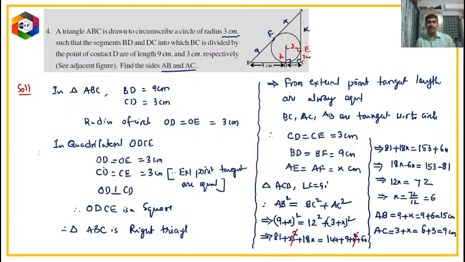Okay, so this is to some extent lengthy, but there are two main ideas we are using. One is the Pythagoras theorem and another one is that external point tangent lengths are equal. Since the triangle is circumscribed about a circle, that means the circle is touching the sides from inside. So these sides are considered as tangents.